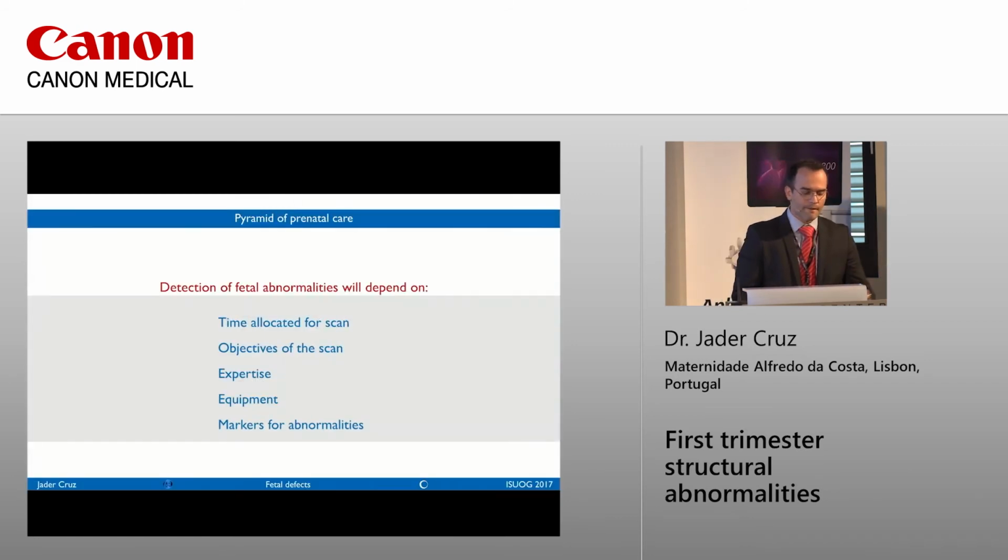Well, just to finish, the detection of structural abnormalities in the first trimester will depend on some things. It will depend on the time you have to scan. If you have 5 minutes to do a first trimester ultrasound scan, you shouldn't have high hopes of detecting a lot of abnormalities. It also depends on the objectives you have for the scan. For example, if it is not part of your routine examination to look at the hand, you're never going to see a syndactyly in the first trimester. It, of course, depends on your expertise. If you started scanning yesterday, your detection rate for sure will be different from someone that has been scanning for the last 20 years. It also depends on the equipment.